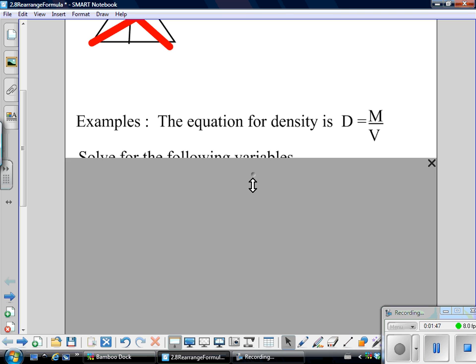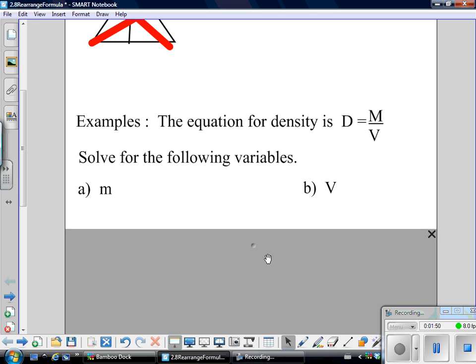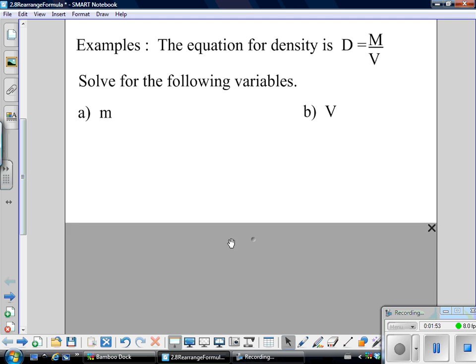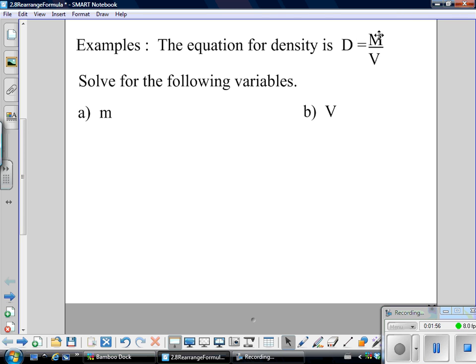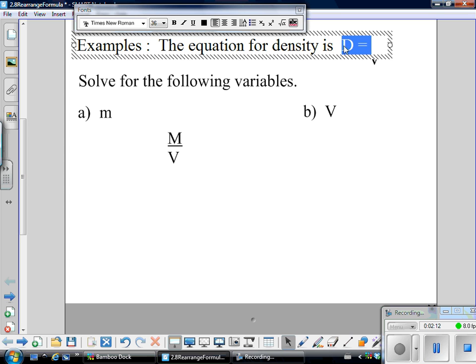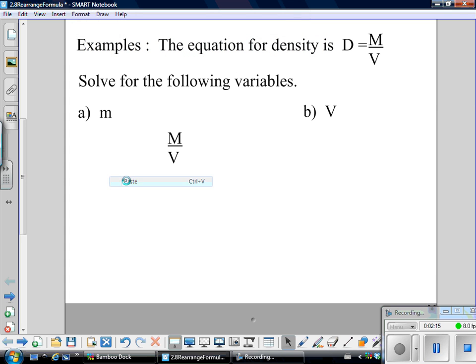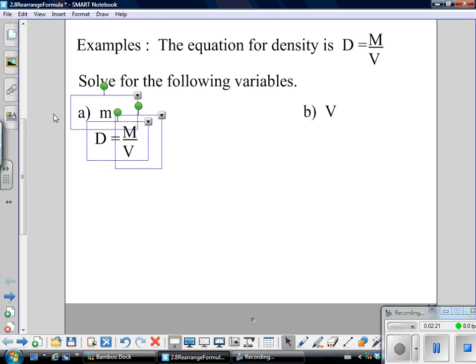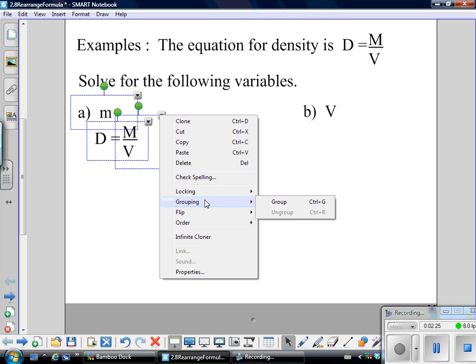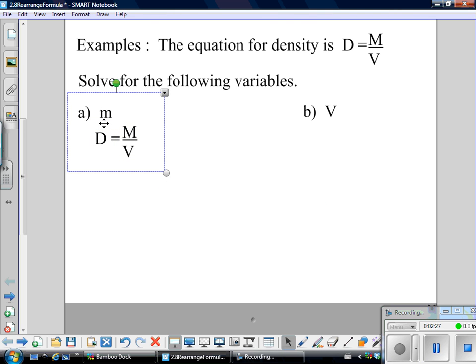Okay, so the first question asks, solve for the following variables. First of all, we're going to solve for the variable M. So I'm going to take this, clone that, and take my D. I cheat a lot when it comes to this. Copy, paste. Okay, so I have D equals M over V. This is the formula they're expecting me to rearrange for the letter M.